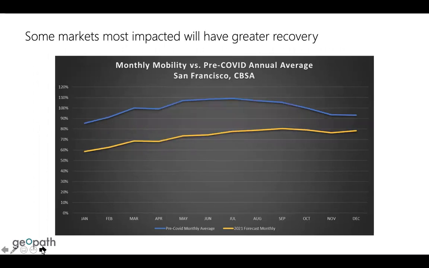So here is some of the mobility data versus San Francisco pre-COVID versus the 2021 forecast. And as you can see, it'll be a little bit of a recovery throughout the entire year, even though there's a decrease in the latter half of the year as the summer months go into fall and then winter, but the Delta versus pre-COVID levels is getting smaller by that time as well. And so there's going to be some increase even throughout the rest of the year.